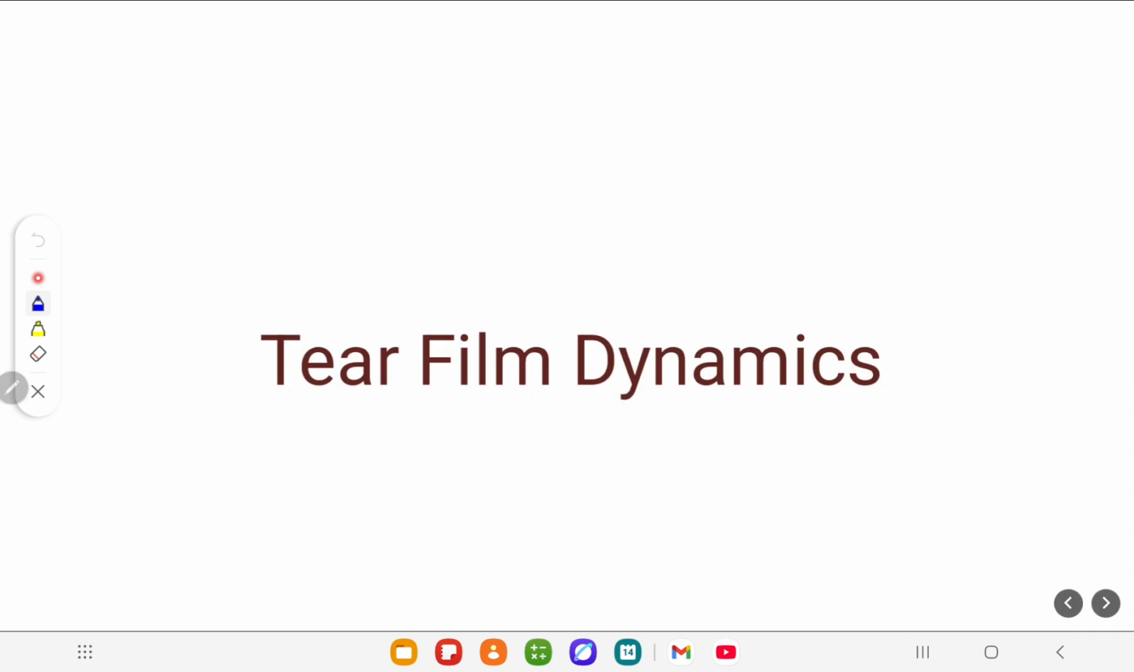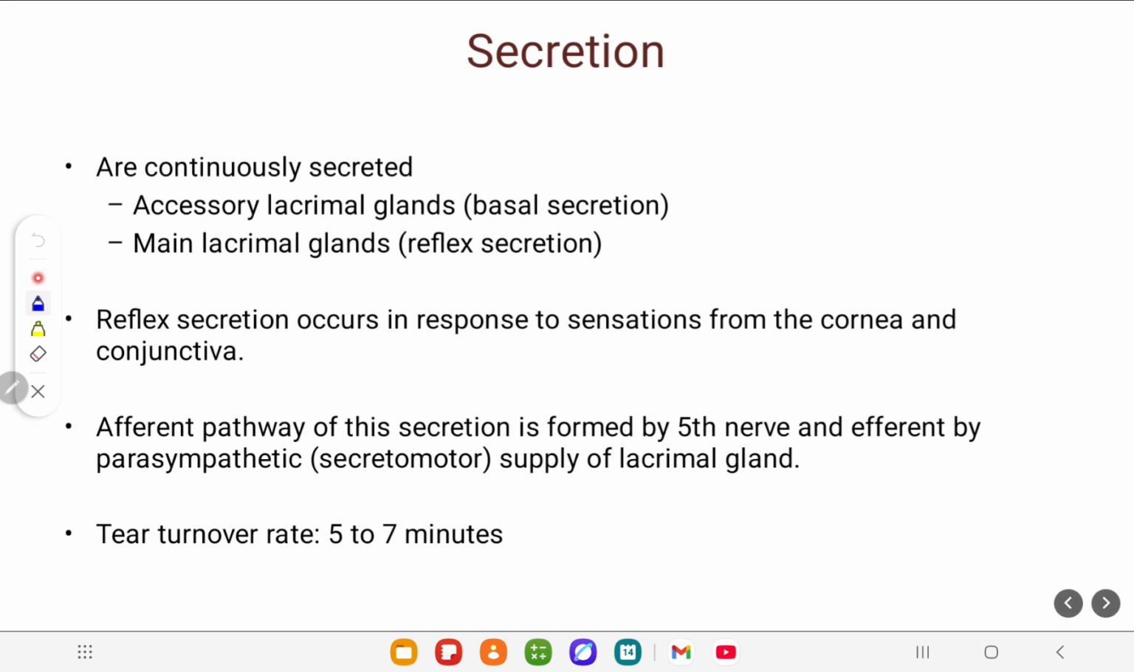So what are the tear film dynamics? It's important. Basically, tears are continually secreted by basal secretion. The most important is the accessory lacrimal glands. Whenever there is no reflex secretion, yes, reflex secretion is mainly related to the main lacrimal gland, but accessory lacrimal glands are basal secretion, which is the glands of Wolfring and glands of Krause.